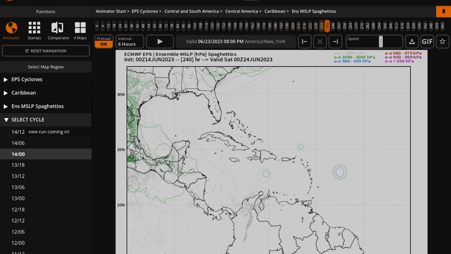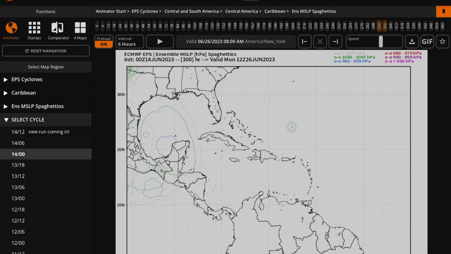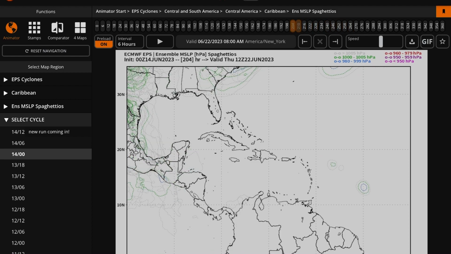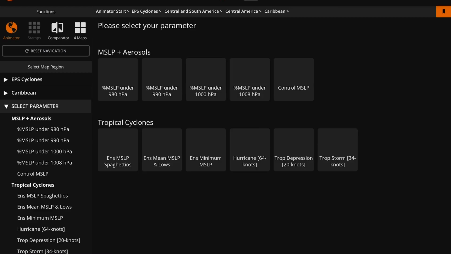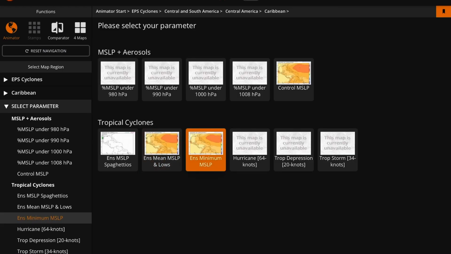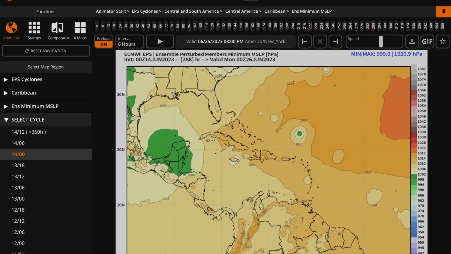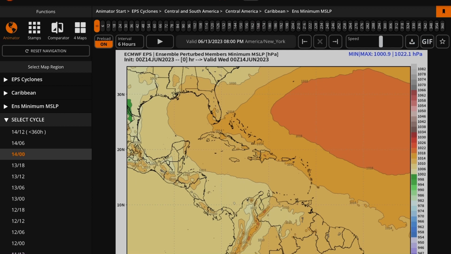Anyway, moving on. We do see the EPS is showing that tropical wave forming a tropical system. Many of these are just tropical storms, but it's still named. And if we go to the MSLP, we can see how clearly tropical storms are forming there, so that is something to watch for.